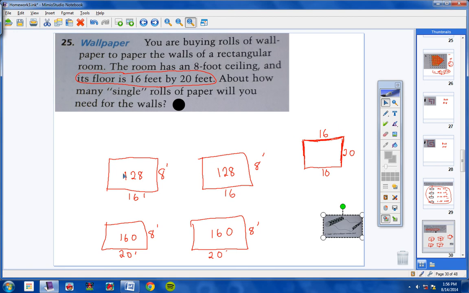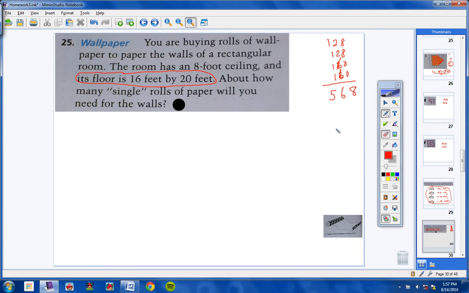So, for one wall, I have an area of 128, another wall 128, another wall 160, and another wall 160. So if I take 128 plus 128 plus 160 plus 160, I will have the total area for all 4 walls. So let's go ahead and find the total area. We would have an 8 here, 12, 16, carry the 1, 568. Now, there's your total area for all 4 walls that you're going to wallpaper. Your total area is 568 square feet.